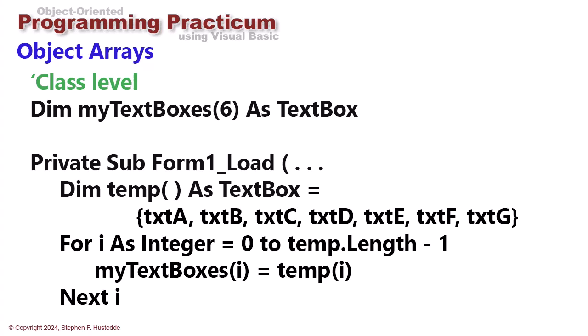But I can use a for next loop to go through the elements of temp. And here I've got a for I as integer equals 0 to temp length minus 1. Remember, I want to go 1 less than the length. So it's going to go from 0 to 6. And I'm going to set element I of my text boxes to be element I of temp. I have now populated my text boxes as a class level variable that I can refer to and use in other procedures within my program.